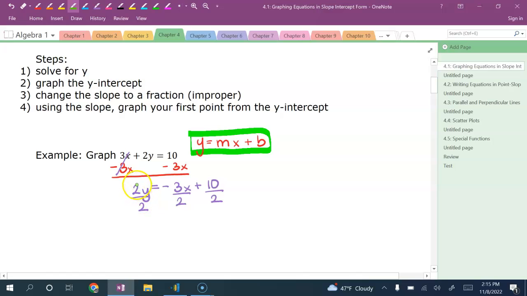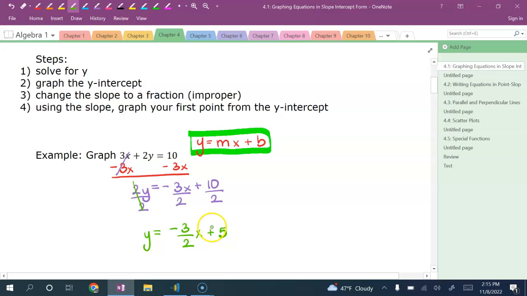To simplify this, over on the left, those 2's are going to cancel off, and you've got y equals. Now for that mx term, you've got negative 3x trying to divide by 2. I would not try to rewrite this as a decimal, because remember, we want our slope to be as a fraction so that we can graph it. So I would just leave this as negative 3 over 2, so leave the fraction, and I just put the x next to it. Then I've got 10 divided by 2, which would simplify to a 5.